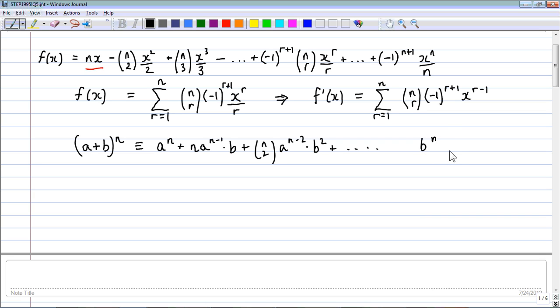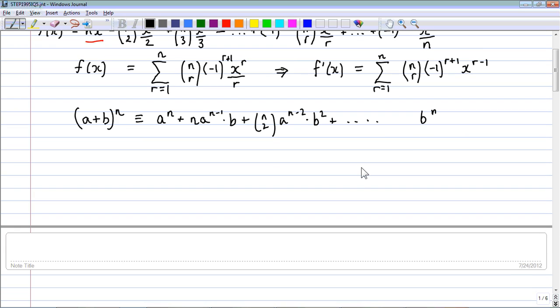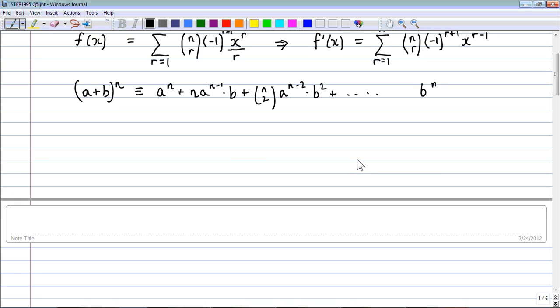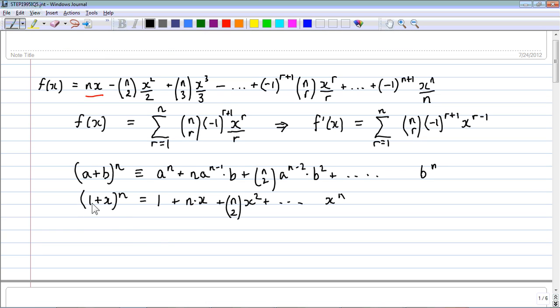And you also would have looked at the special case, let's say 1 plus x. So where one of these terms is 1, this obviously simplifies down a bit to 1 plus n times x plus n choose 2, which is n times n minus 1 over 2, x squared, plus and so on up to finally x to the n. And that is an identity, of course.